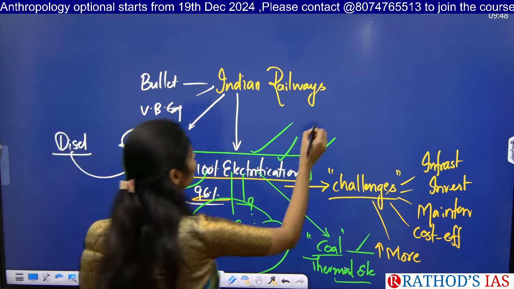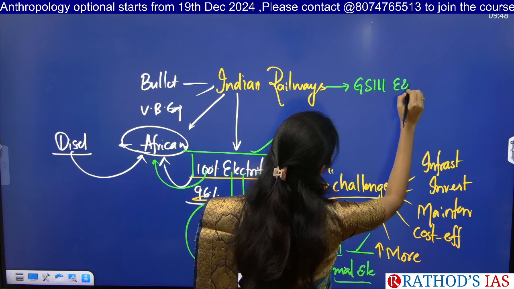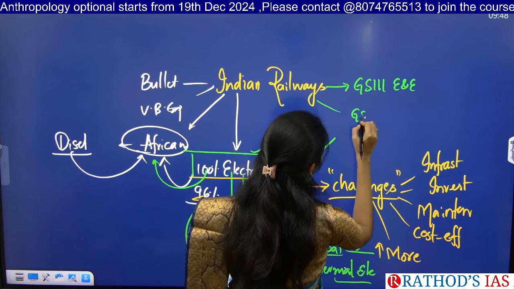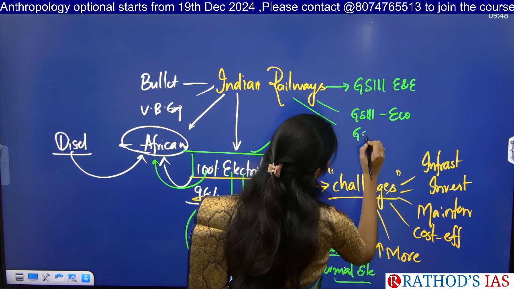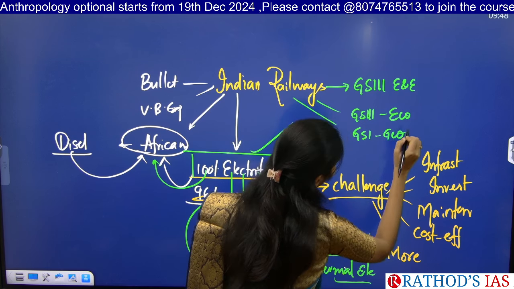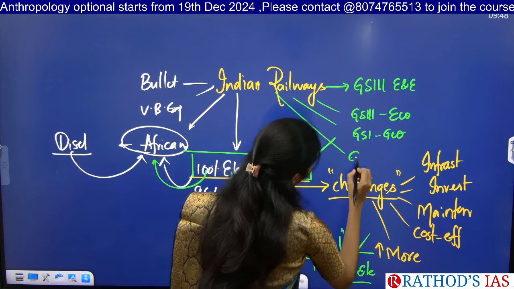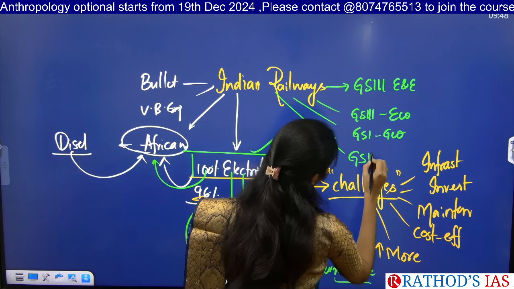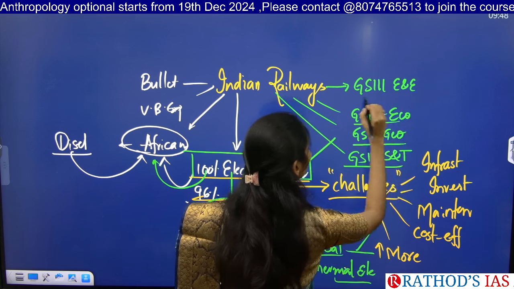So from which subject can we see this? From GS paper 3 under environment and ecology, and from GS paper 3 under economy, and even from GS paper 1 under geography. We have different modes of transport system, right? And next from GS paper 3 science and technology, like what is the other alternative technology that we can use.